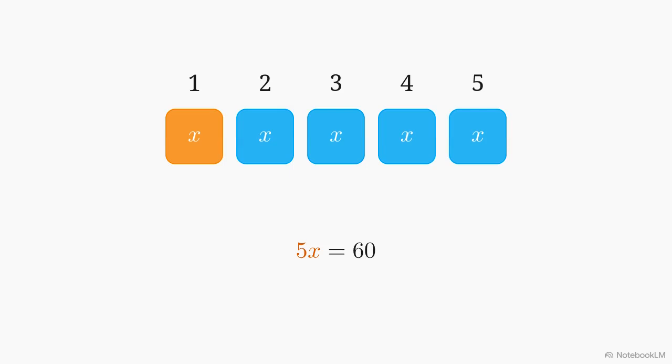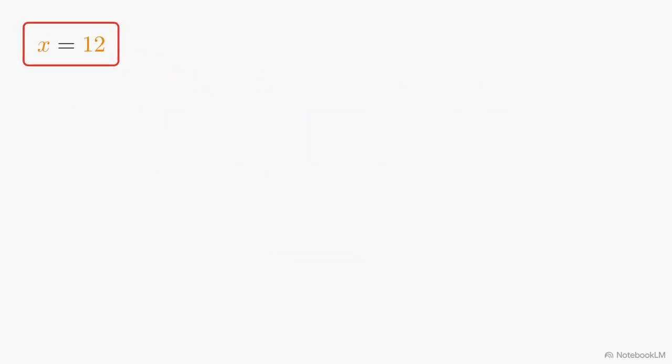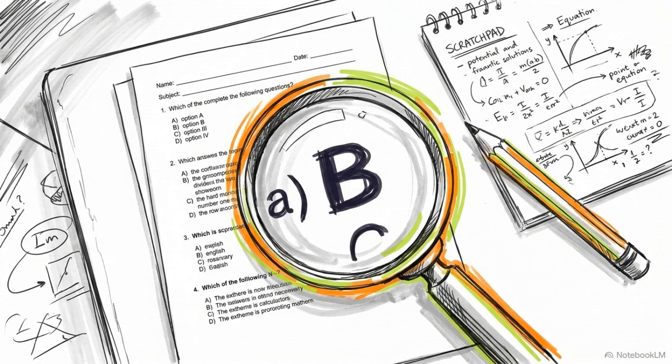To isolate x, we divide both sides of the equation by 5. 60 divided by 5 gives us our value. x equals 12. Verify this by plugging 12 back into the original problem. 400% of 12 is 48. Adding that increase of 48 to our original 12 gives exactly 60. This confirms the correct answer is option B. Taking a moment to verify your result this way helps you avoid the traps hidden in multiple choice options.